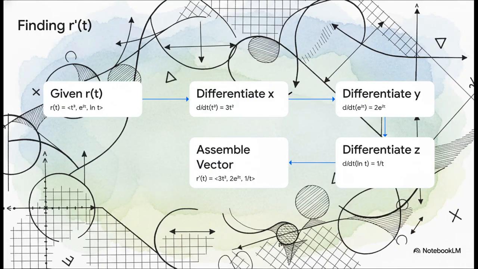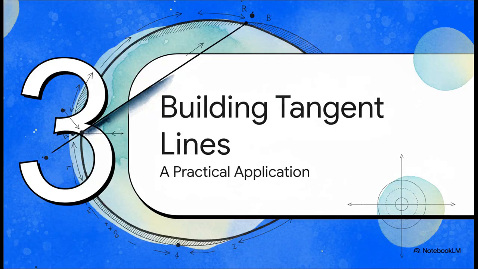Okay, let's make this real. Imagine we have a position vector, r of t, given by t cubed, e to the 2t, and the natural log of t. We just go piece by piece. For the x component, the derivative of t cubed is 3t squared. Easy. For the y component, the derivative of e to the 2t, well, we've got to use the chain rule, which gives us 2 times e to the 2t. And for the z component, the derivative of natural log of t is just 1 over t. Slap them all back together in a vector, and there you have it. That's our derivative.